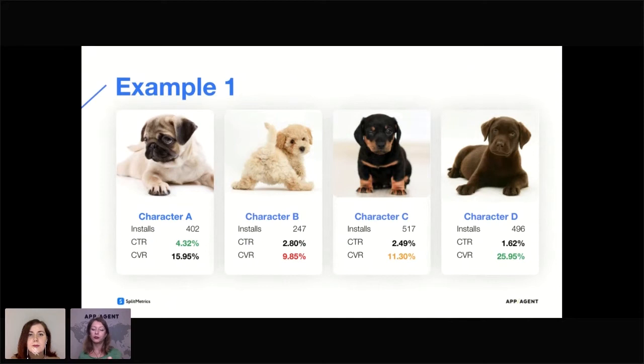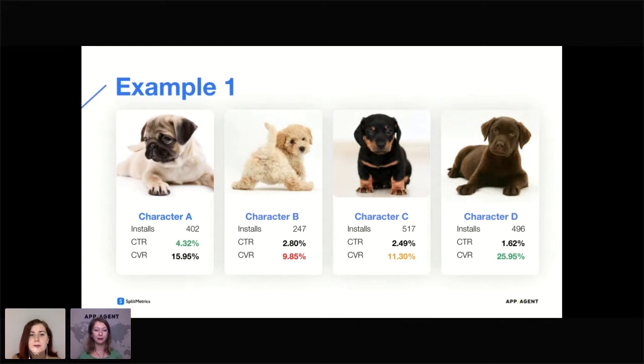And this is also illustrated here by the example of character D, which is the worst performing on the top funnel metric, the click-through rate, but actually is the very top performer in conversion rate. This is why it's really important that you consider the full funnel when you are testing your creatives.